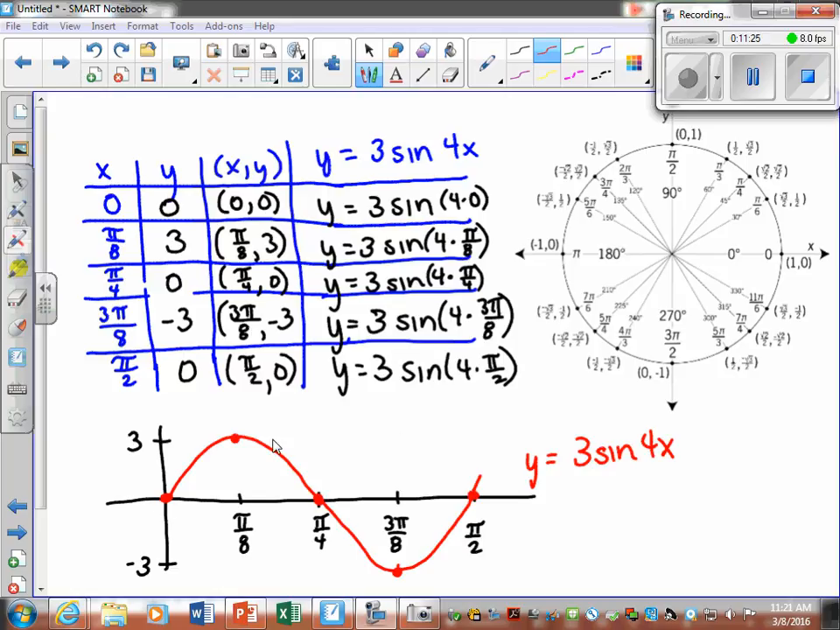Okay, just checking our work and finishing up. Remember, the amplitude is 3 in this particular problem, and our period ended up being pi halves. So one full cycle happens in pi halves. And when we plot these ordered pairs, this is what we should get. So this is our y equals 3 sine of 4x graph.